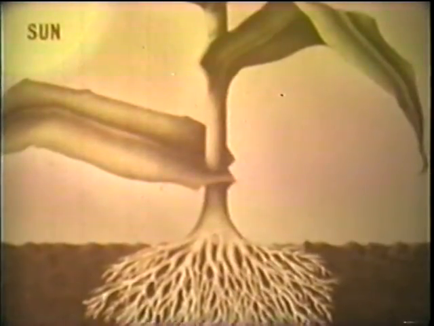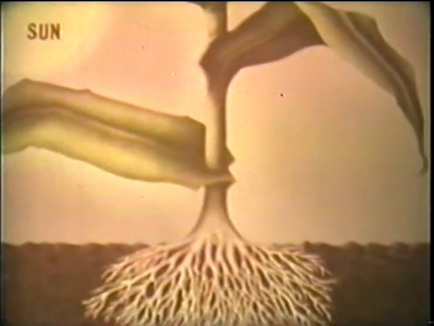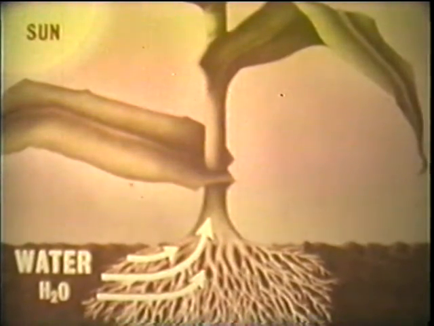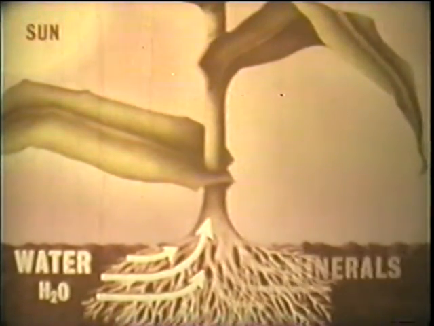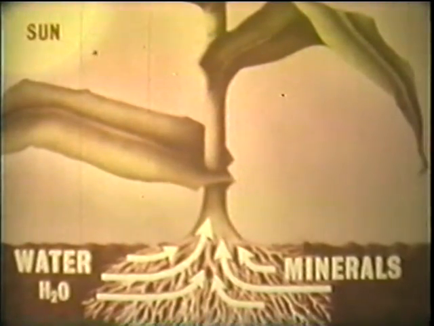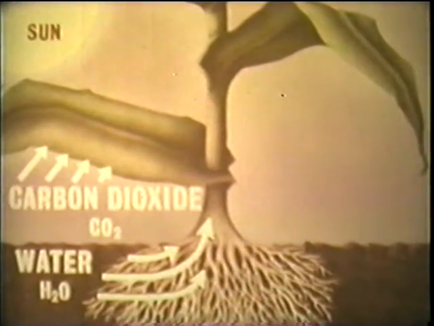Let's review briefly the fundamentals of photosynthesis. A plant such as corn absorbs water, H2O, from the soil. It also absorbs dissolved minerals from the soil. The plant, in addition, takes in from the atmosphere carbon dioxide, CO2.